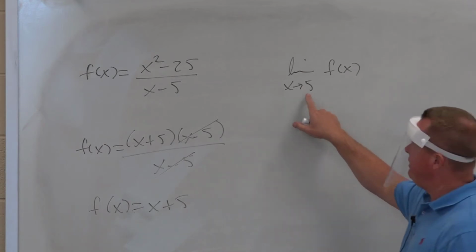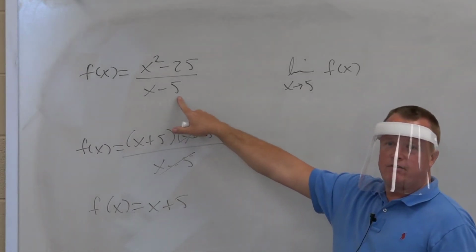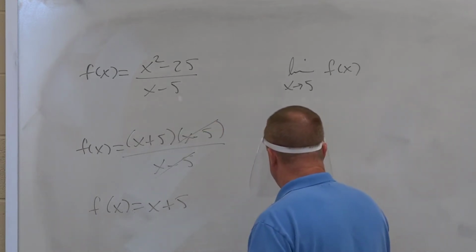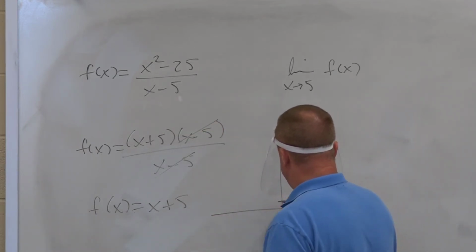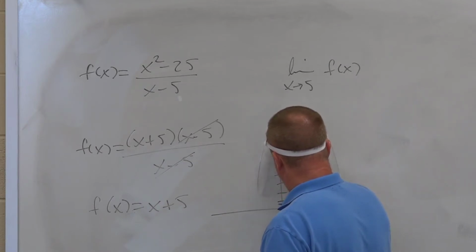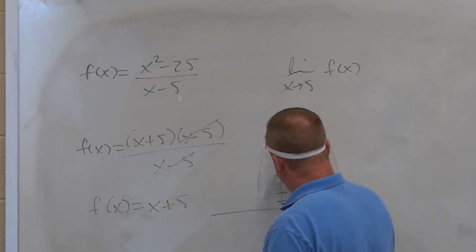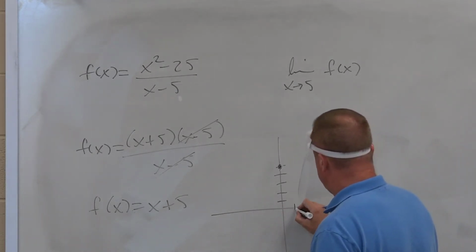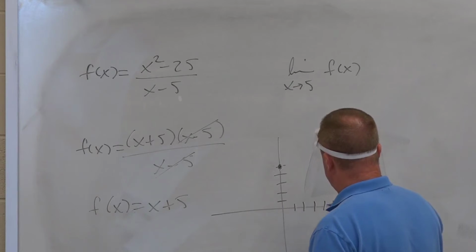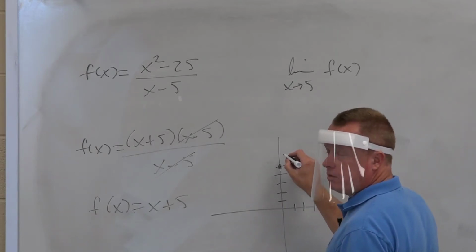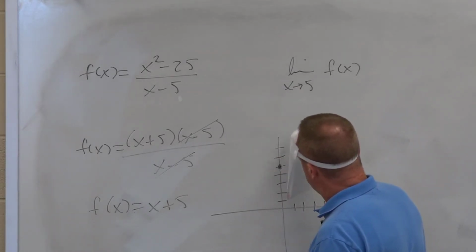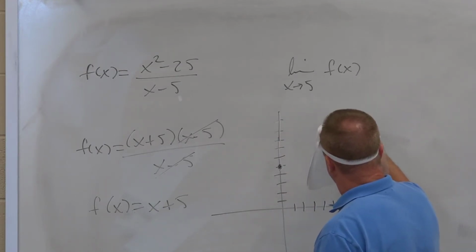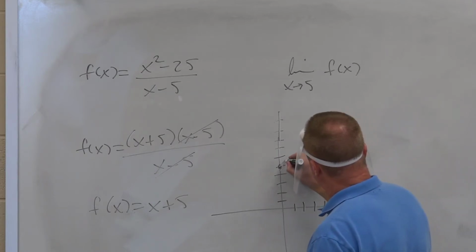Except at 5. At 5, what's going to be on the graph at 5? There's going to be a hole in the graph, right? So your graph would look something like this. You'd have a y-intercept at 5, and then you just go up 1 over 1 till you get to 5, which would put it at what value? 1, 2, 3, 4, 5. That would go up to 10. And there'd be a hole right there.